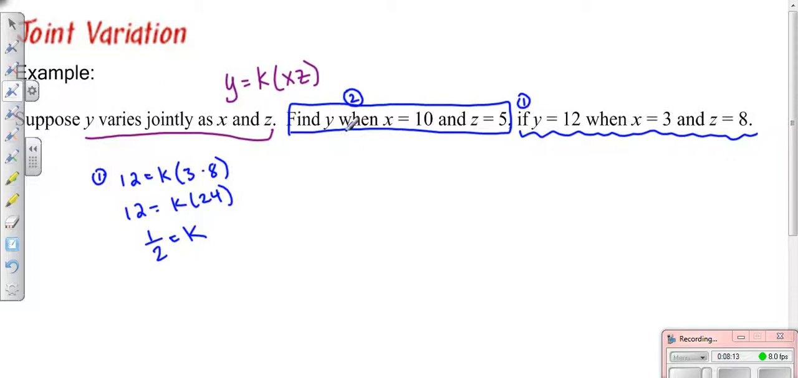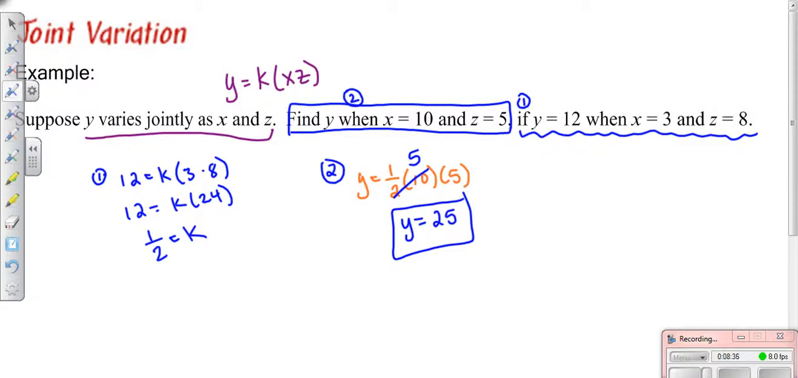Now I'm going to use that value and say, well, what is y when k is 1/2, x is 10, and z is 5? 1/2 of 10 is 5, and that means that y is 25 when it varies jointly as x and z.